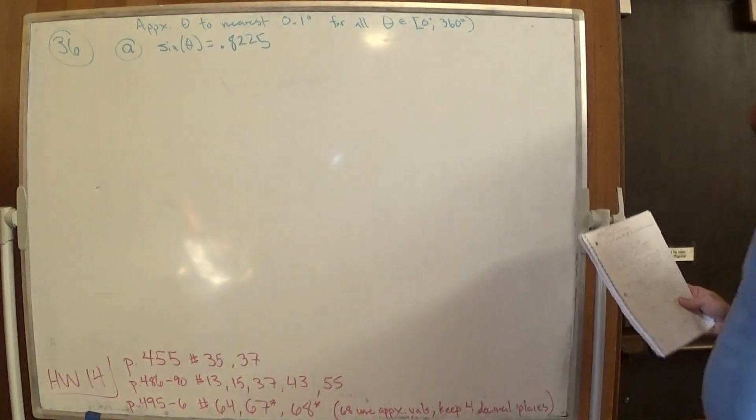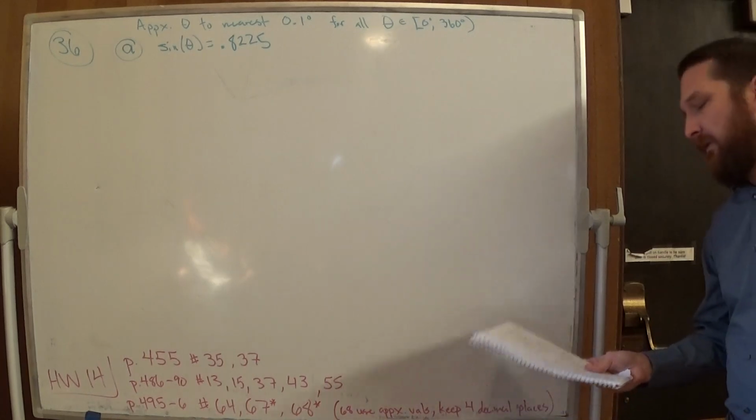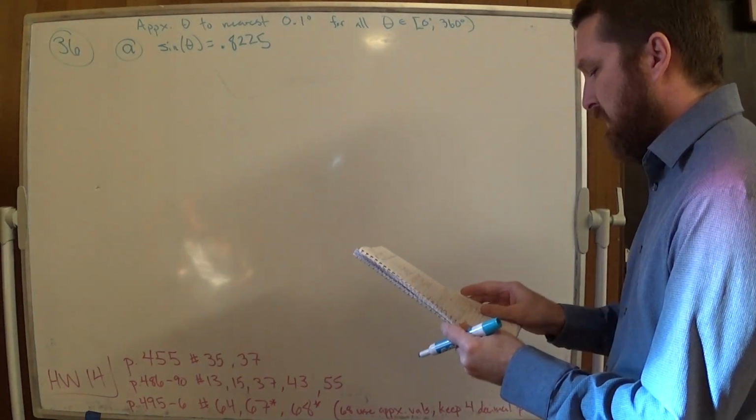Not including the 360. So 0 to 2 pi, in other words. Okay? I wanted to actually do a degree example here, and we'll do a radian in a second.